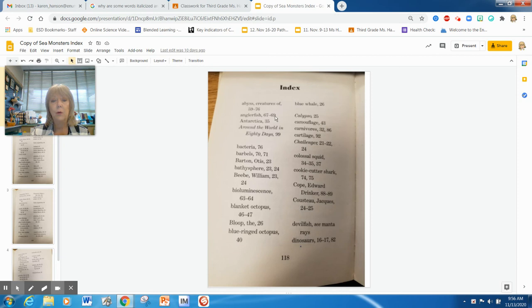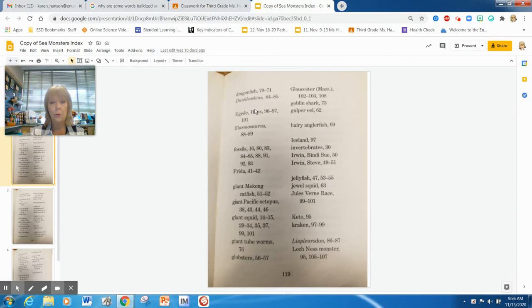So an index will actually go alphabetically. Notice how they have chunked these out with A, B, and you'll see C over here, and D. All of them will keep on going. For instance, do you remember when they were talking about Jules Verne's race, where he was going around the world trying to find all these things? So you would go over here, you would look for J, and there's Jules Verne race. And then notice the numbers. This is the page number.